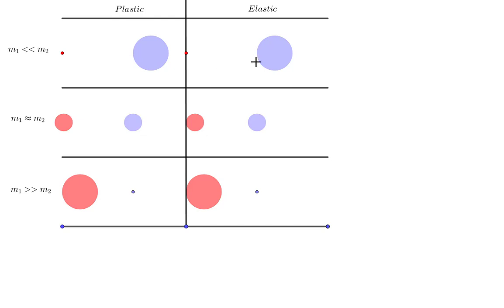And again, M2 in this case will barely move. It will seem to appear stationary. Let's now jump over to the third case where M1 is much, much larger than M2.